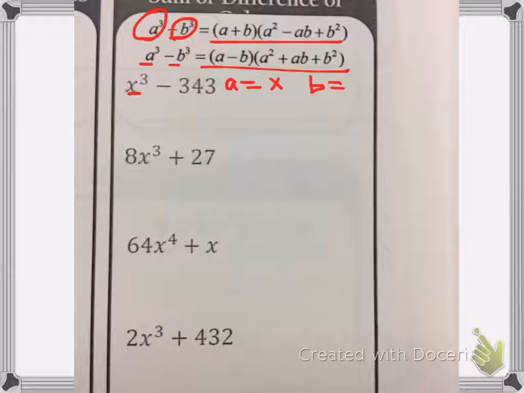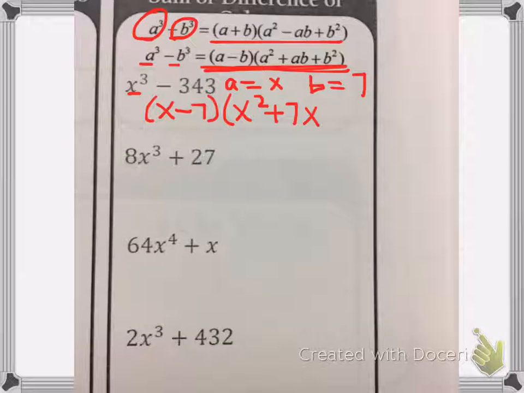which is 7. So then I just take it and I plug it into the formula that has the minus sign in it, which is right here. So it's a minus b, which would be x minus 7, a squared, which would be x squared, plus a times b, which would be 7x, plus b squared, which would be 7 squared, which is 49.